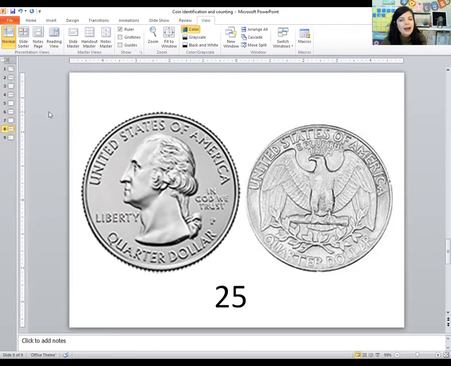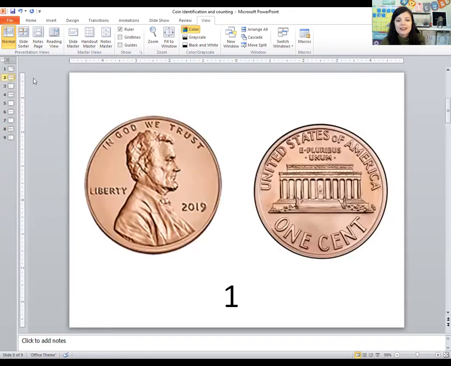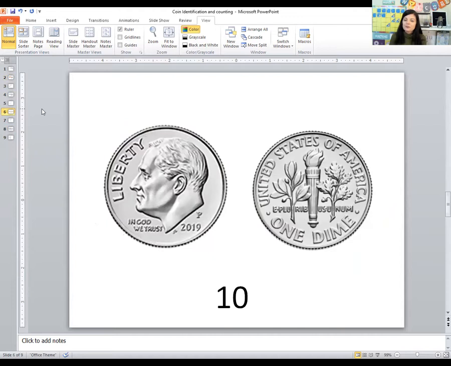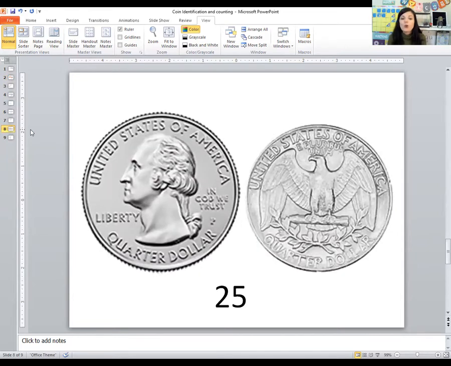All right, let's go back and have a little test. Let's see if you remember what these coins are, okay? What's this one? A penny. Good, penny. What is this one? It's a nickel. Nickel. What's this coin? It's a dime. A dime. And what's this coin? A quarter. Quarter. Well, you did a great job on your test today.